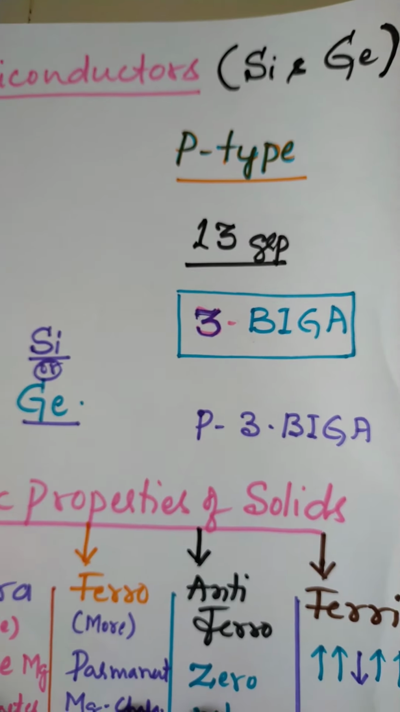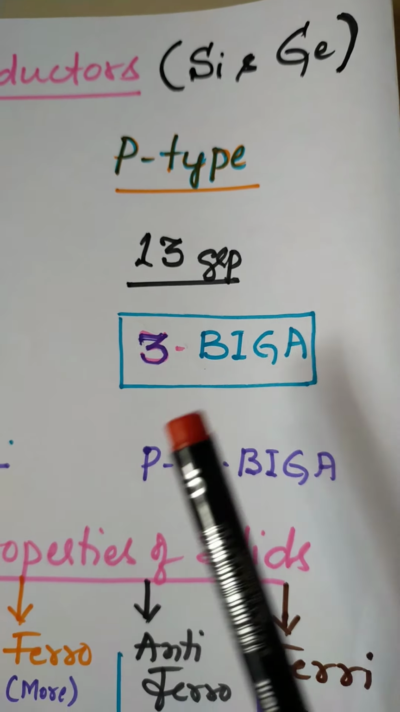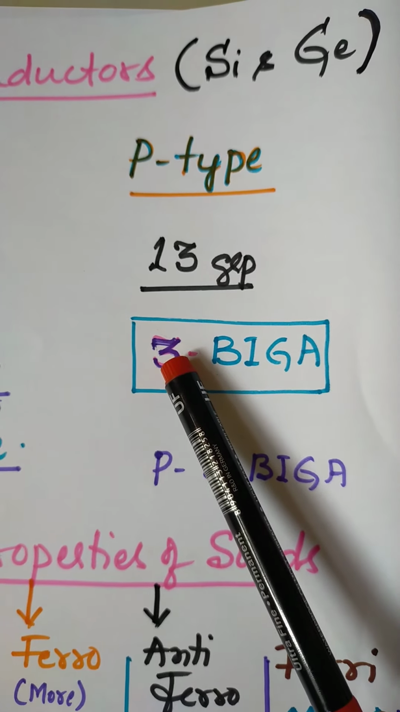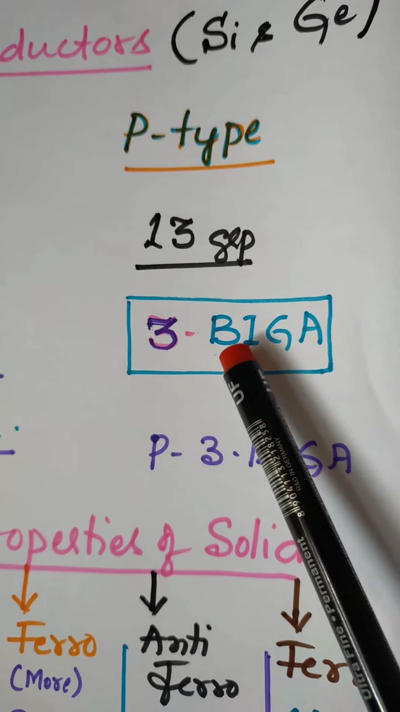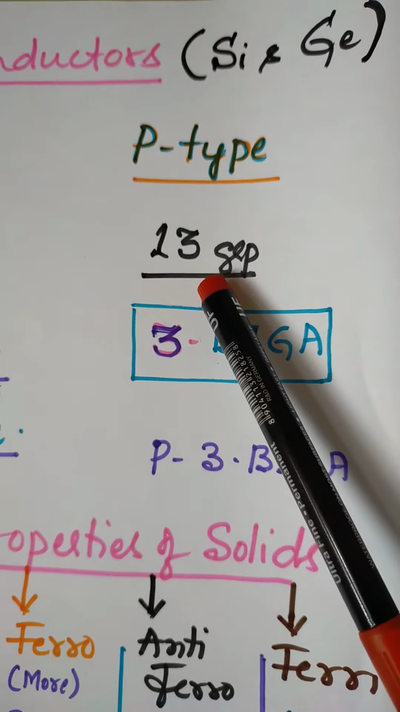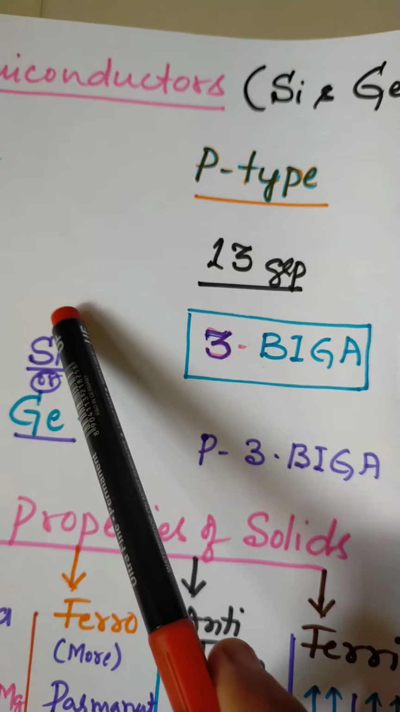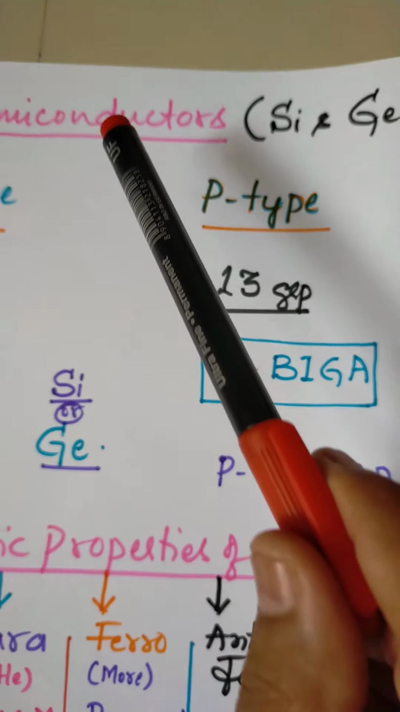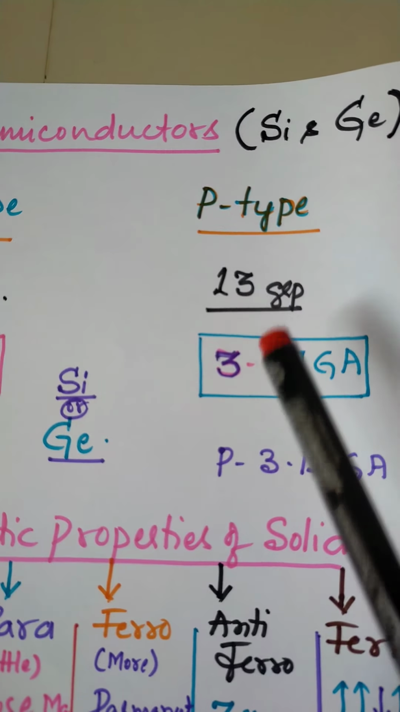What are P type of semiconductors? Here it is also the same. Trivalent elements like boron, indium, gallium of group 13 elements are replaced in the germanium and silicon crystals. Then we are obtaining semiconductors. Such semiconductors are P type of semiconductors.